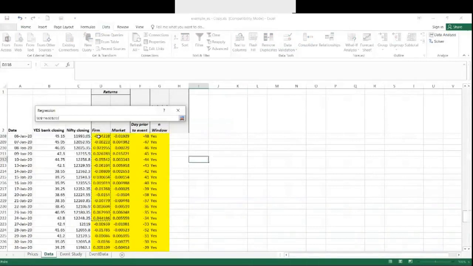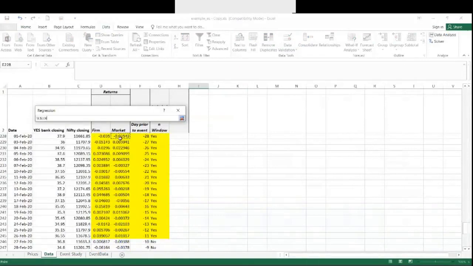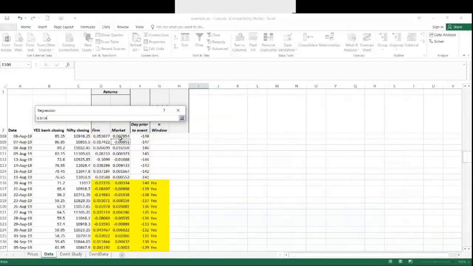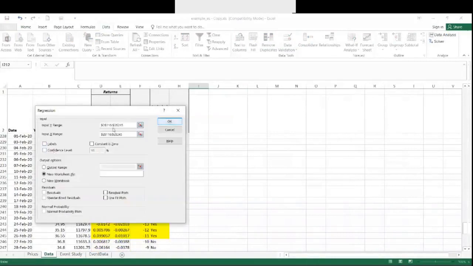Then input X range is market index. Again, I just focus on my highlighted portion. So then I don't want constant to be 0. I need an intercept, so I don't have to do anything else.